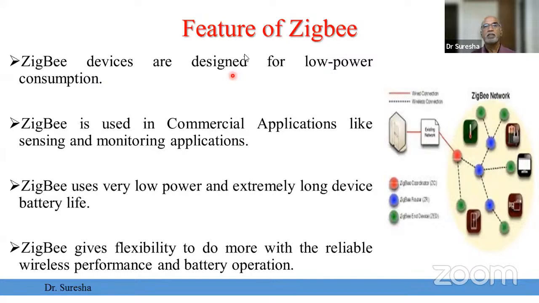So what are the characteristics of Zigbee? Zigbee devices are designed for low power consumption. Zigbee is used for commercial applications like sensing and monitoring applications. Zigbee uses very low power and offers extremely long device battery life. Zigbee gives flexibility to do more with reliable wireless performance and battery operations.